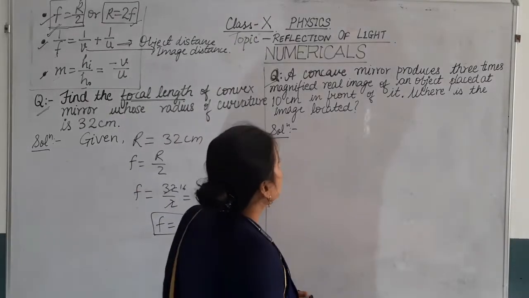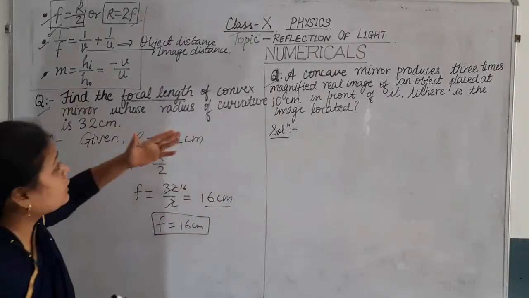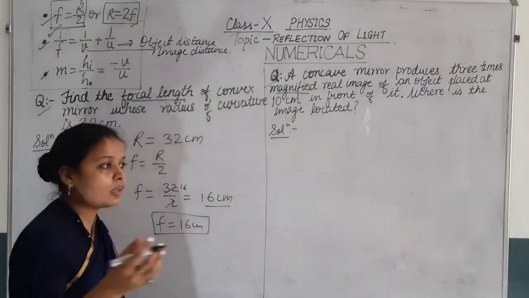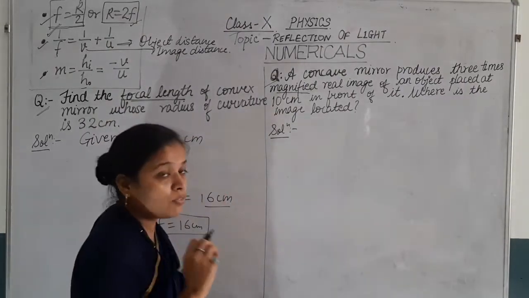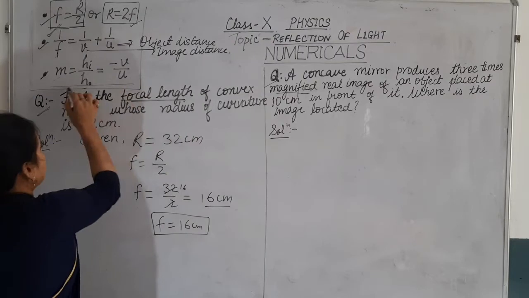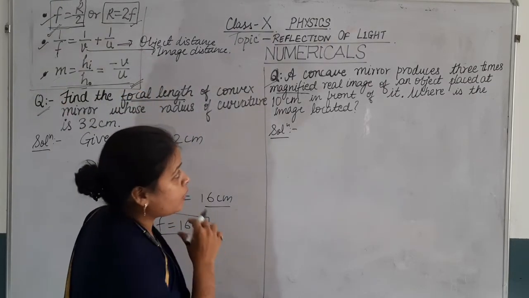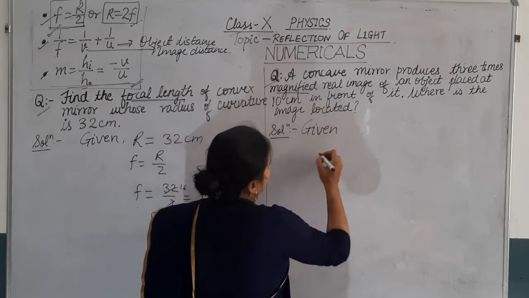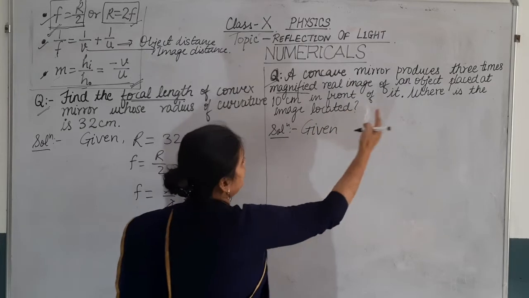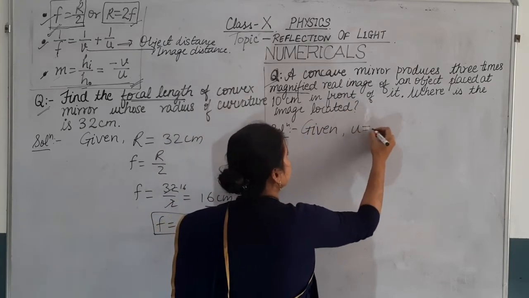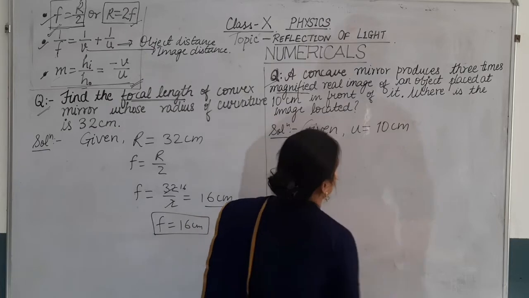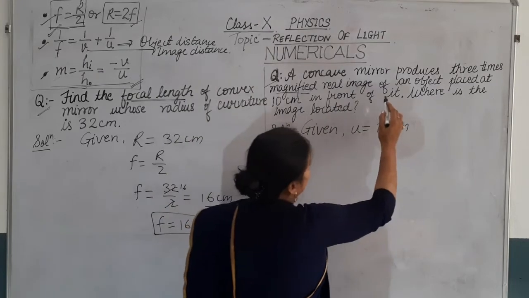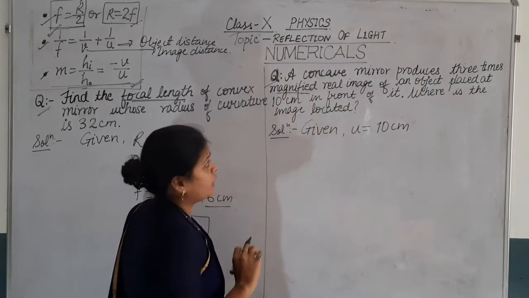For finding this, as it has been said magnified, this word magnified means the discussion is about the magnification, so using this relation we can find it out. But how we have to use it, let us see. First of all, you can write what is given: object placed at 10 cm. So you can write object distance u is given as 10 cm. Sign convention I will take later on. Next, it produces an image 3 times magnified.